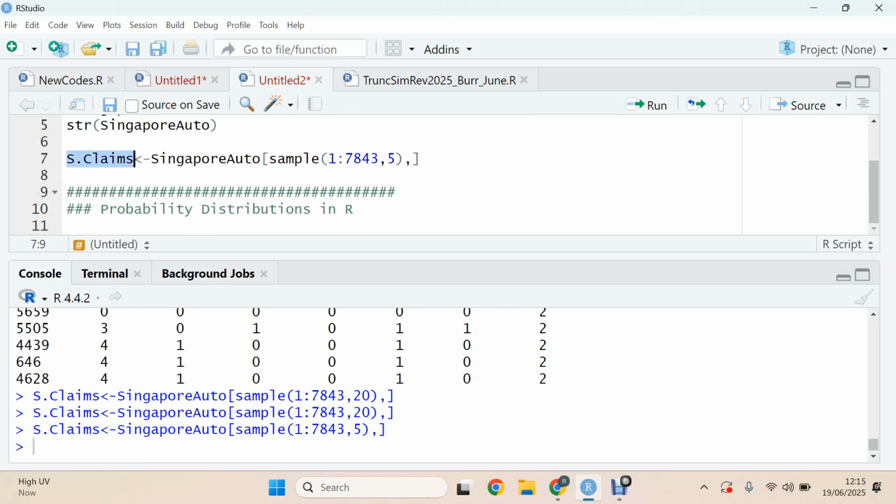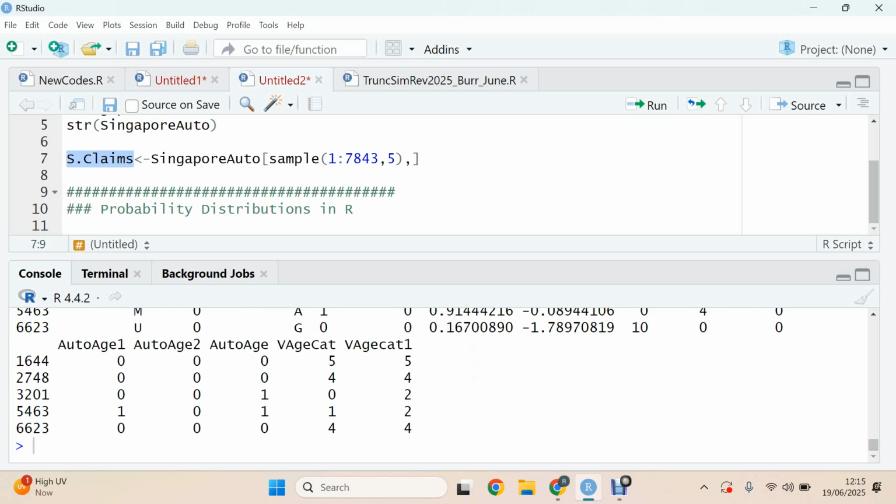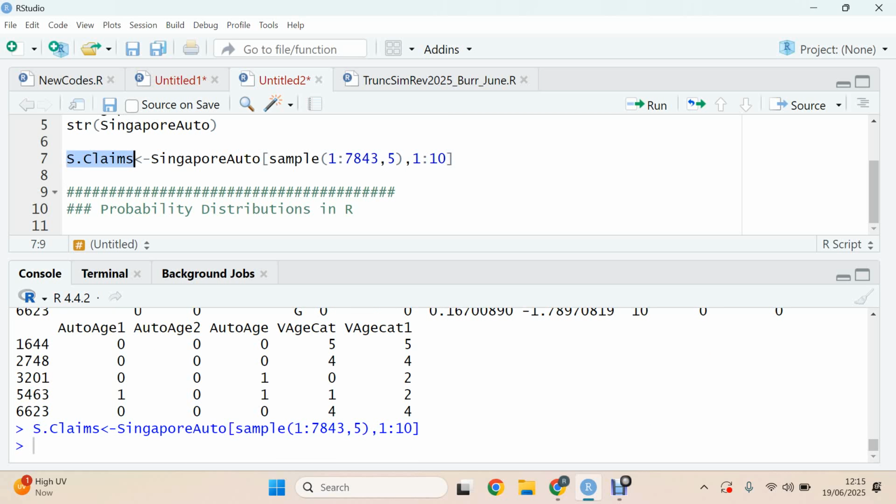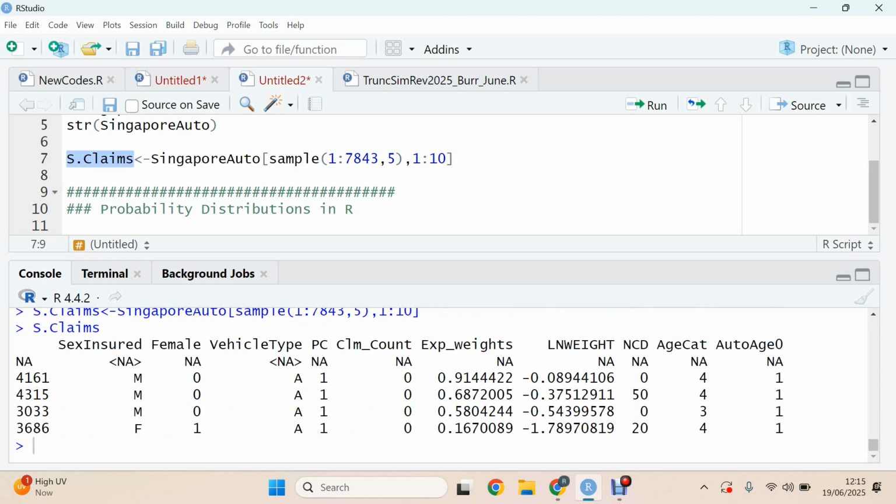So let's see claims. Oh, so we have some second line. To make it easier, I hope people are following. 1, 2, 3, 4, 5, 6, 7, 8, 9, 10. So let me just select only 10 variables so that we see all of them on the same line. Now let's go to what? What's the name again now? I can't hear you.